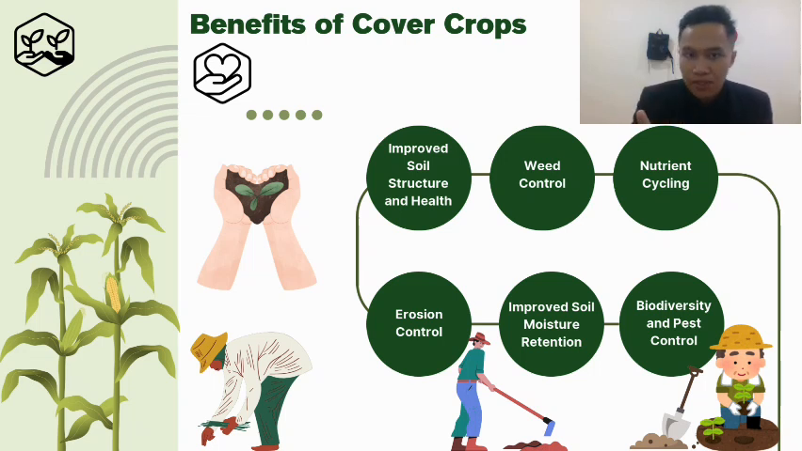Leguminous cover crops like clover and vetch can also help prevent certain weeds by releasing what we call allelopathic compounds that inhibit their germination. Next, we have nutrient cycling.